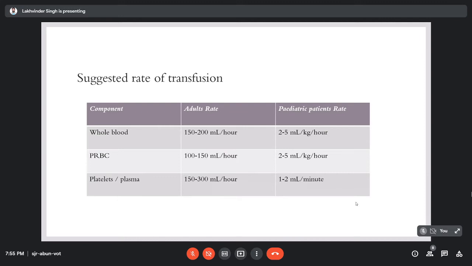And for the pediatric population, because they are so sensitive to the increase in volume, circulatory overload, and hypothermia, we have infusion pumps also available. Those pumps can be used, and they are very precise in delivering the blood component. So if you set them at 1 ml per minute, 1 ml per minute will be transfused. So infusion pumps can be used for the pediatric population.